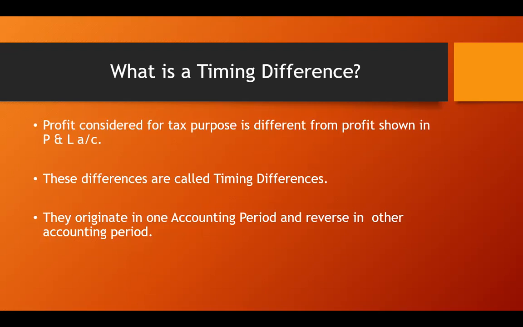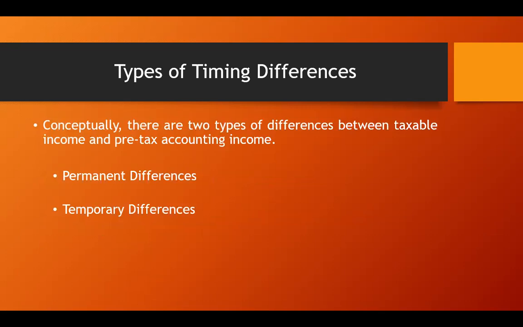Means they will come in the profit and loss account of this year. The next year, they may disappear because of reversing the deferred tax asset and deferred tax liabilities. This is called timing differences. Types of timing differences.